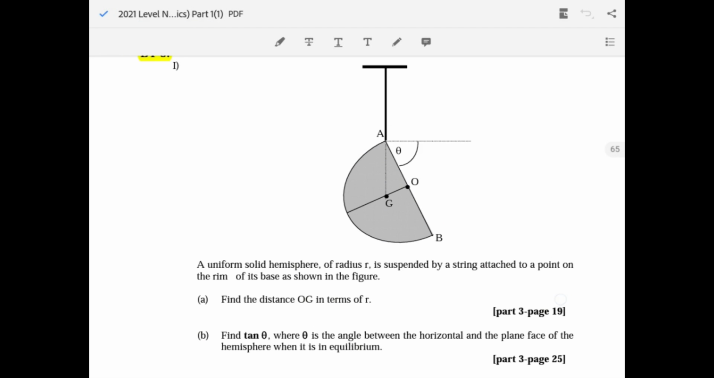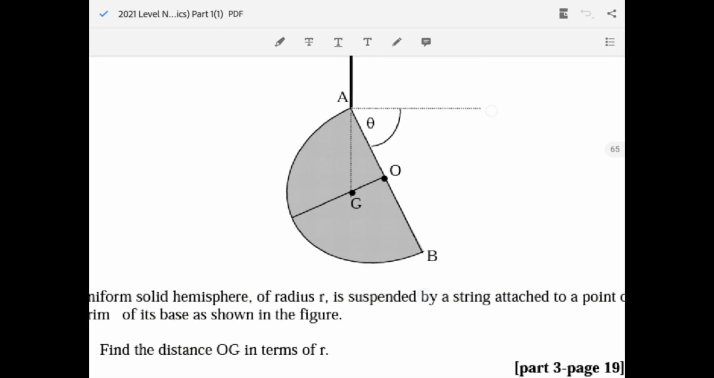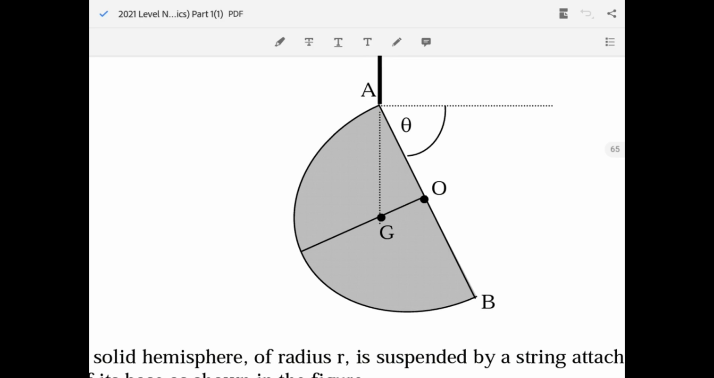And this one. A uniform solid hemisphere of radius r, suspended by a string attached to a point on the rim of its base, as shown in the figure. Find the distance OG in terms of r. So, what do you know about OG? It's 3 over 8 r. So 3 over 8 r.